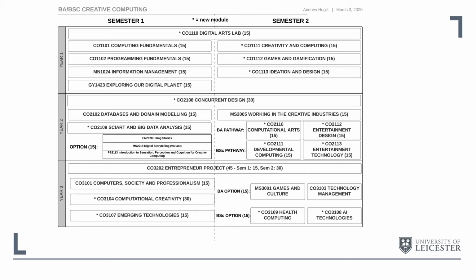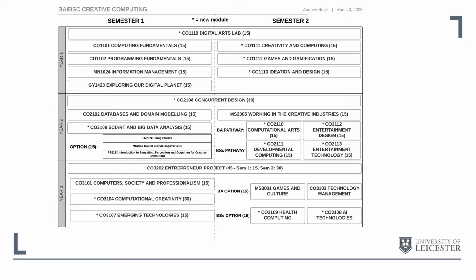And the psychology module, Introduction to Sensation, Perception and Cognition, is obviously very important in terms of the way we understand how people relate to technology and how we perhaps use that relationship creatively. And then after that first semester, as I said, you choose your pathway. So if you go down the BA pathway, you'll do a module called Computational Arts. This involves creating an original piece of work, perhaps an installation or an exhibition or a performance, something like that. And if you're on the BSc, you'll do Developmental Computing. This is about parallel processing, high-end computing, software engineering, and so on.